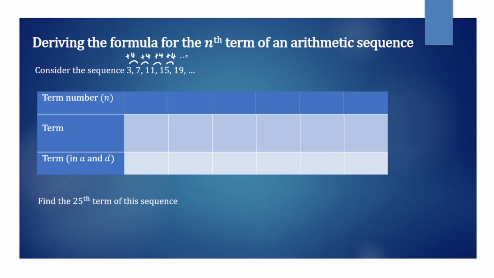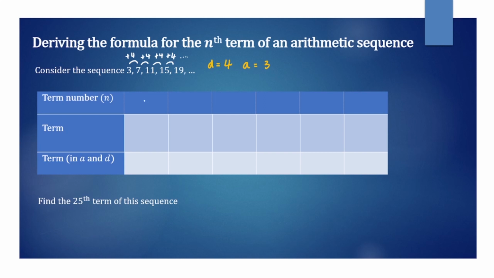That's the definition of an arithmetic sequence. That number must be constant. So in this case, the common difference is 4. And the first term we'll let be equal to a, which is 3. We can now write our terms into the table.